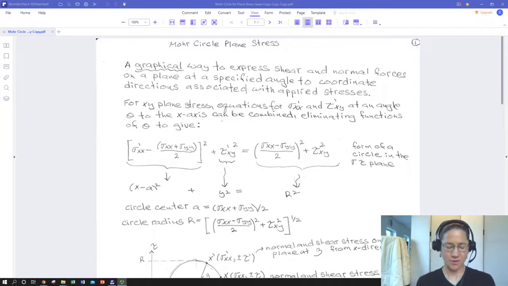In this lecture we're going to go over a graphical method of looking at the normal and shear stresses on a plane that is tilted with respect to the designated X and Y axes for which we're going to apply stresses, normal and shear, maybe to the external surfaces of a body.